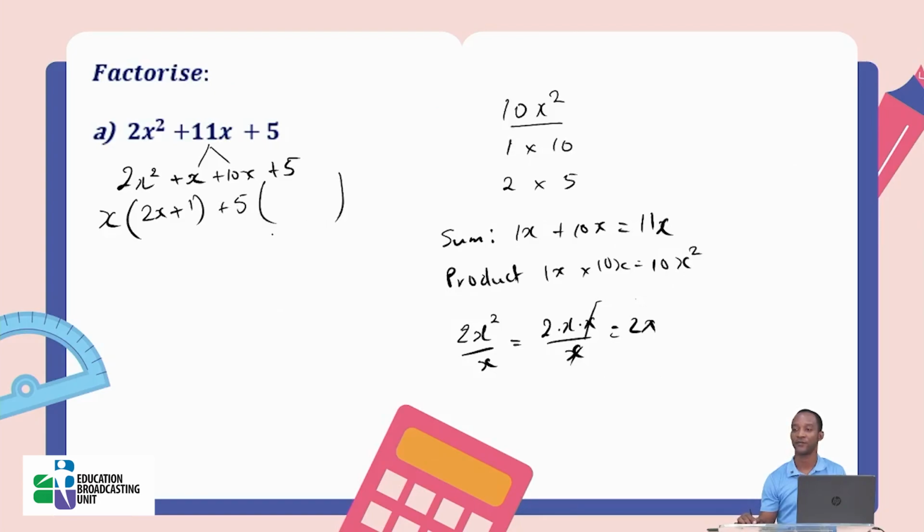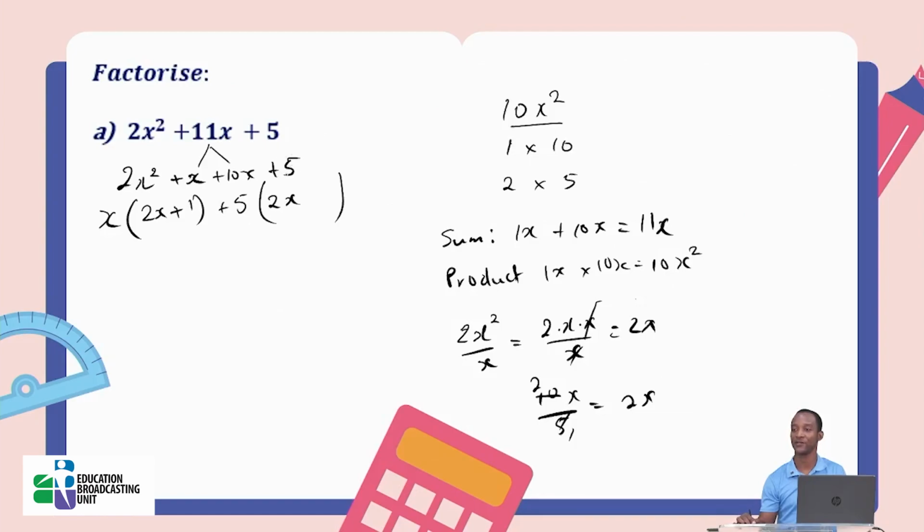Now, we're going to insert brackets. We're going to divide 10x by the factor 5. 10x divided by 5 will give us 2x. 5 and 5 goes once. 5 into 10 goes 2 times. So 2 times x is 2x. We're going to put 2x here.